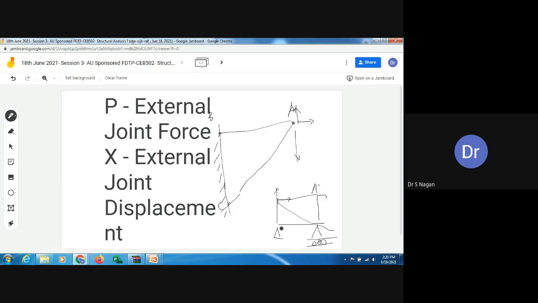So here this joint will not have any displacement, whereas the roller support can move horizontally. This joint can move horizontally and vertically, this joint can move horizontally and vertically, and this joint can move only horizontally. When you take the earlier example, only joint A is free to move in the x direction and y direction.